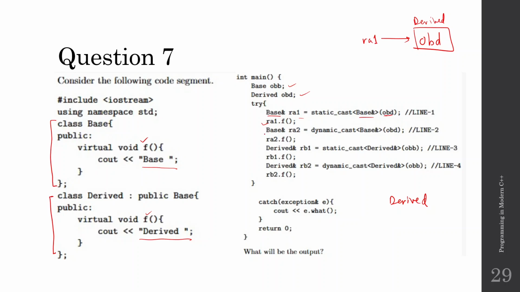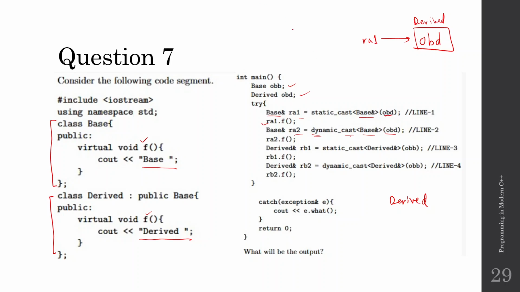Next we have the second case. In the second case, we are using dynamic cast. Everything else is the same, the base reference, but we are using a dynamic cast. Now what a dynamic cast does is it just checks whether the conversion is valid or not, whether it is a correct conversion or not.